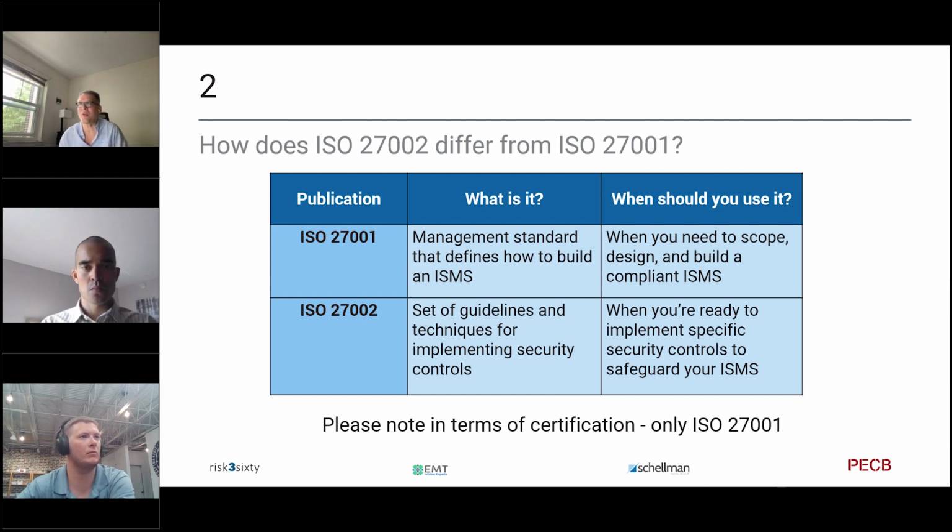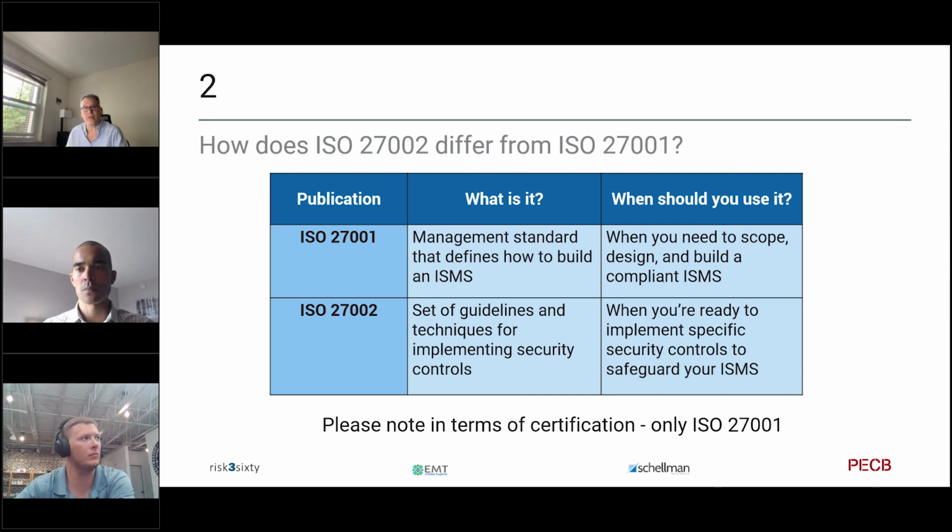So how does 27002 differ from ISO 27001? Because like I said, it can be confusing. 27001 is essentially the management standard that defines how to build an ISMS. As I talked about, there are the management controls, the annex. These are the things you need to have in place to have the program, right? You should use it when you need to define the scope, the design, and to set up your program.